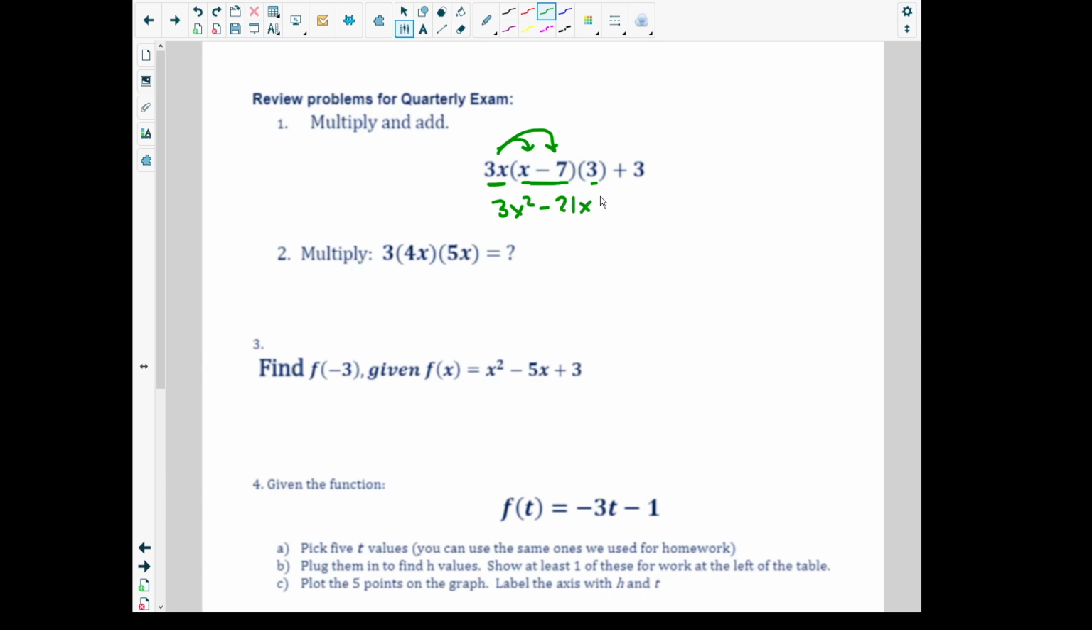Notice, this is the big mistake you all make. Don't drop parentheses. Why? Because I'm not done. I still have more multiplication to do. And this 3 needs to be distributed as well. Even though it's at the end, it's still getting distributed because it's a binomial times a monomial.